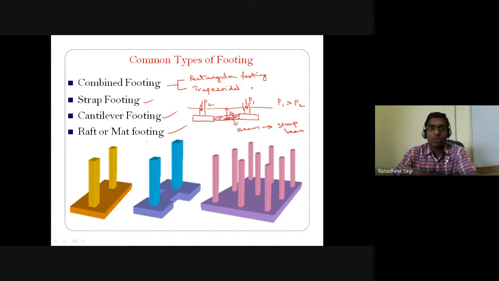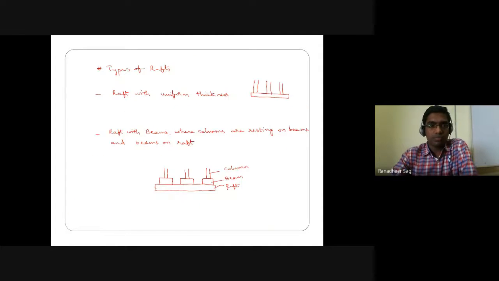A mat is a spread of an individual foundation over the complete plan area of that construction to carry the load coming from a group of columns which carry the loads of the superstructure. From the superstructure, those individual columns carry the load and redistribute it over the complete area of the raft region. And because of the rigid action of the raft, the load is assumed to get distributed onto the soil below the raft more or less uniformly. So that is the functionality of a raft or mat foundation.